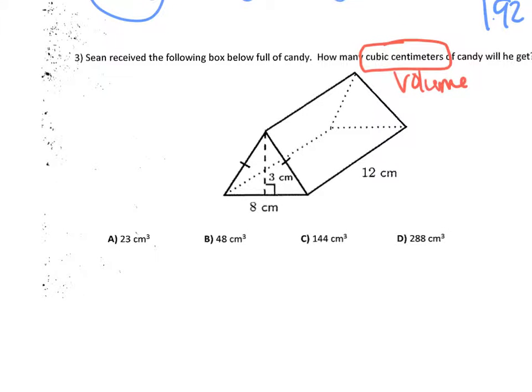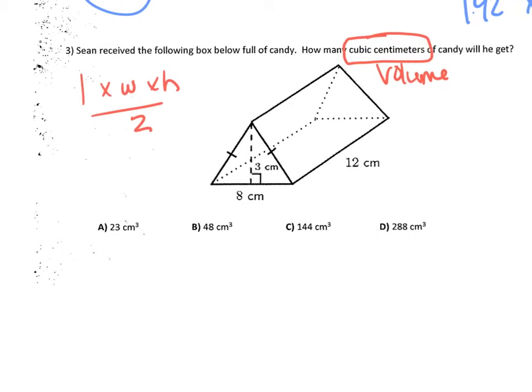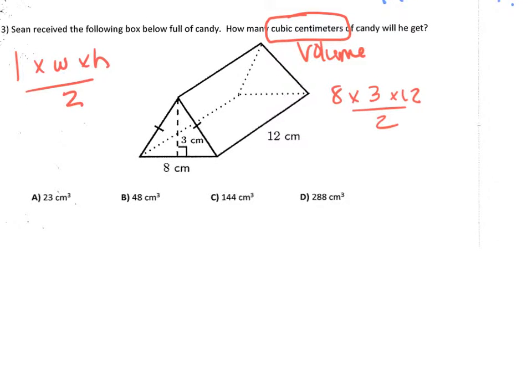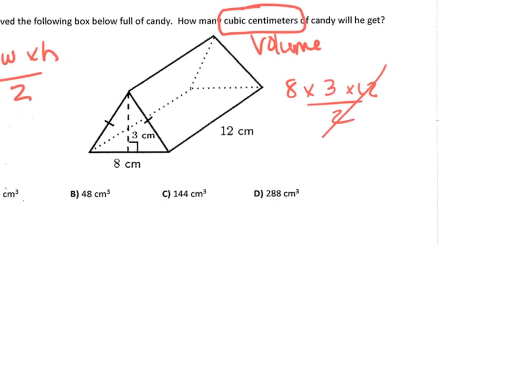So what formula should I use? Volume of a triangular prism. Length times width times height divided by 2. So we'll say 8 times 3 times 12 divided by 2. Like I said, you can multiply the top first, 8 times 3 times 12 and then divide. Or you can divide, if you see one that you can cut.